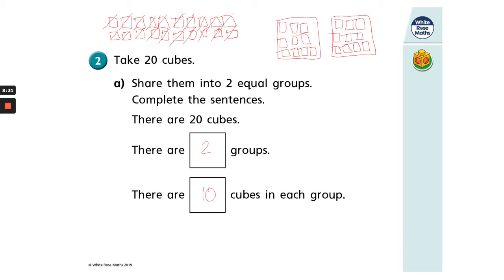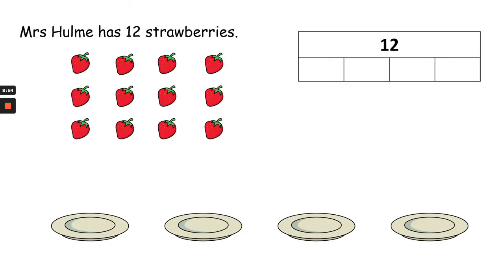If you saw in the way I drew them, the array that I would use, well done. You wouldn't have needed to share them. You would have noticed with the way I lined them up that 20 shared by 2, because I had 2 lines of 10, I knew that they would be 10 in each group. So well done if you got that right.